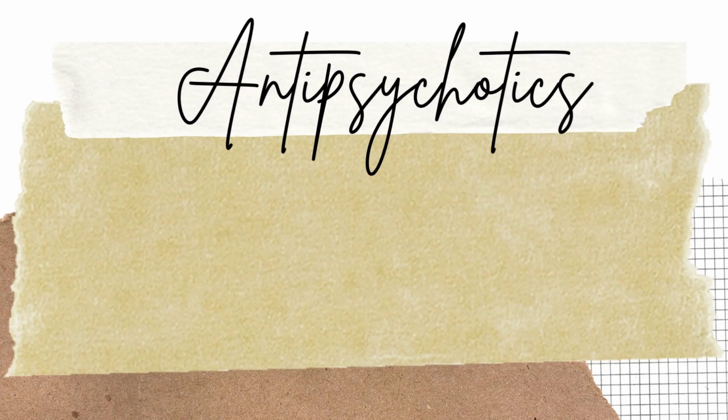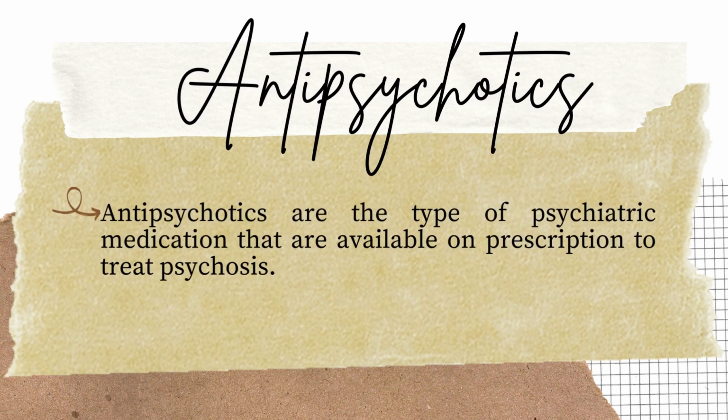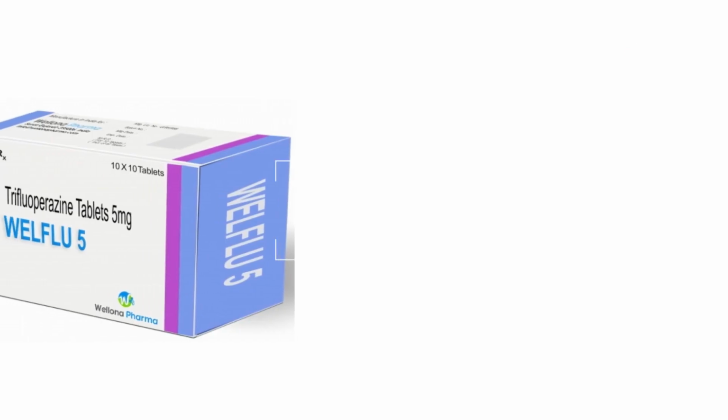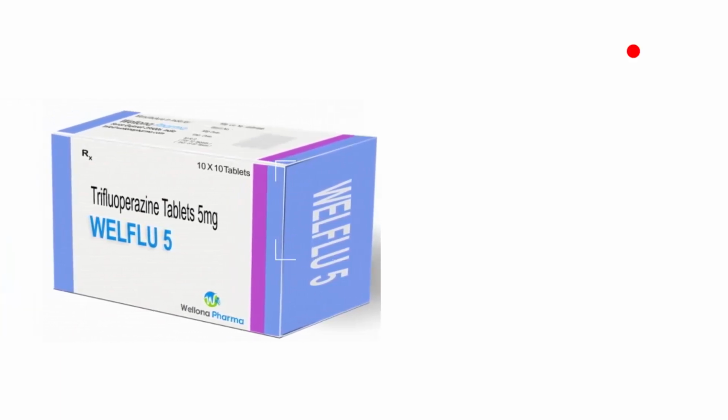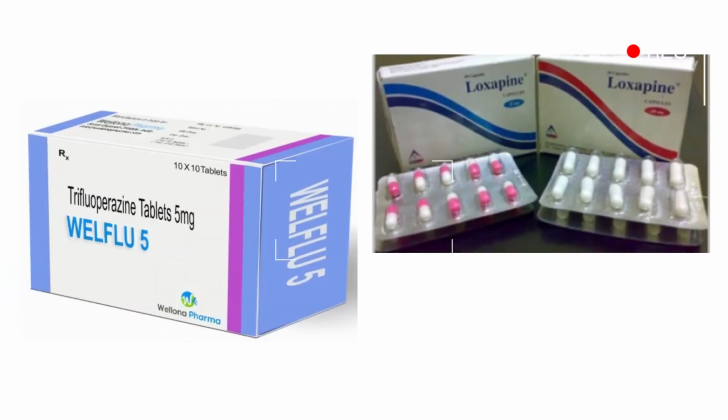Lastly, antipsychotics are the type of psychiatric medication that are available on prescription to treat psychosis. There are specific atypical antipsychotic drugs that may lessen the signs of negative schizophrenia, and there are traditional and atypical antipsychotics that work on the symptoms.